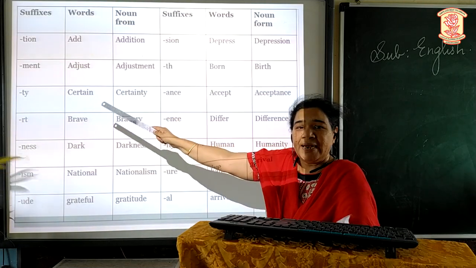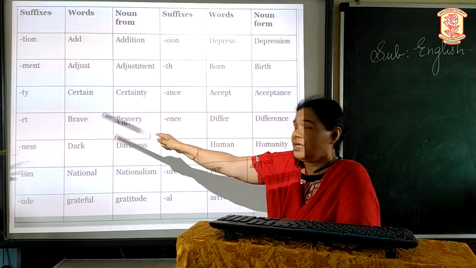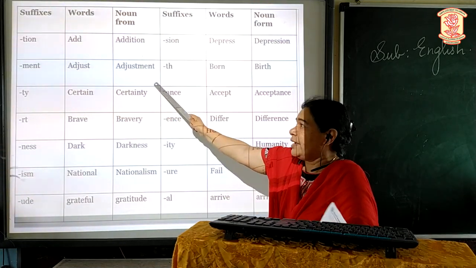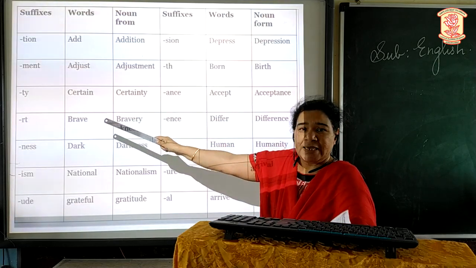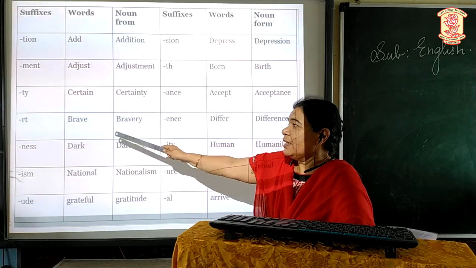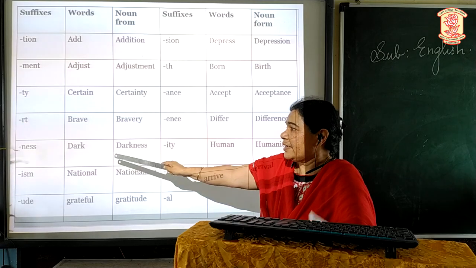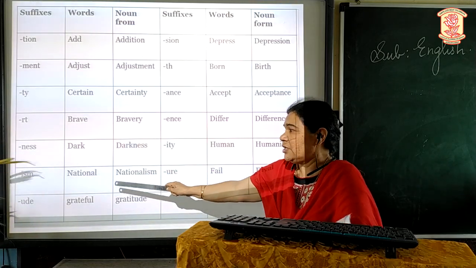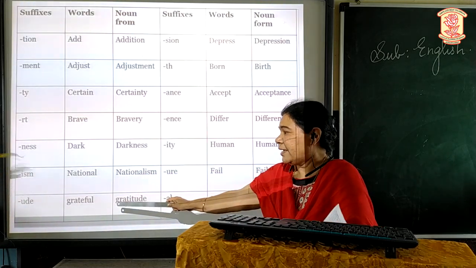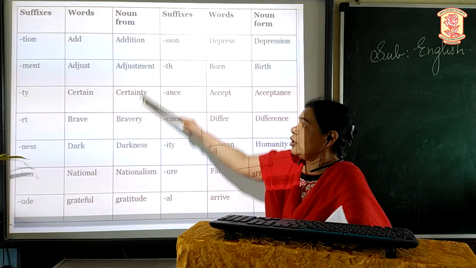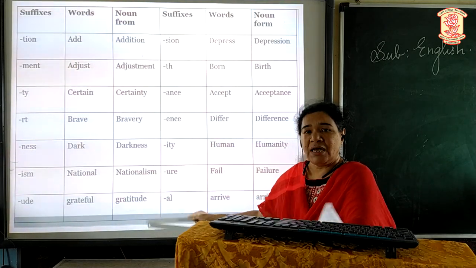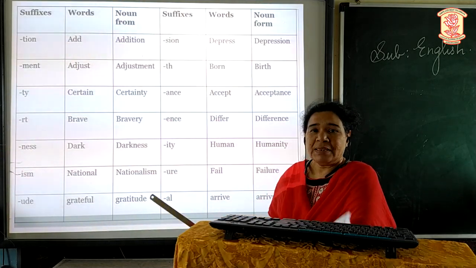Adjust. MENT is the suffix. If you add it, it becomes adjustment. Certain. TY is the suffix. Certainty. Brave, bravery. Dark, darkness. National, nationalism. Grateful, gratitude. All these are the noun forms. They are formed by adding suffixes.